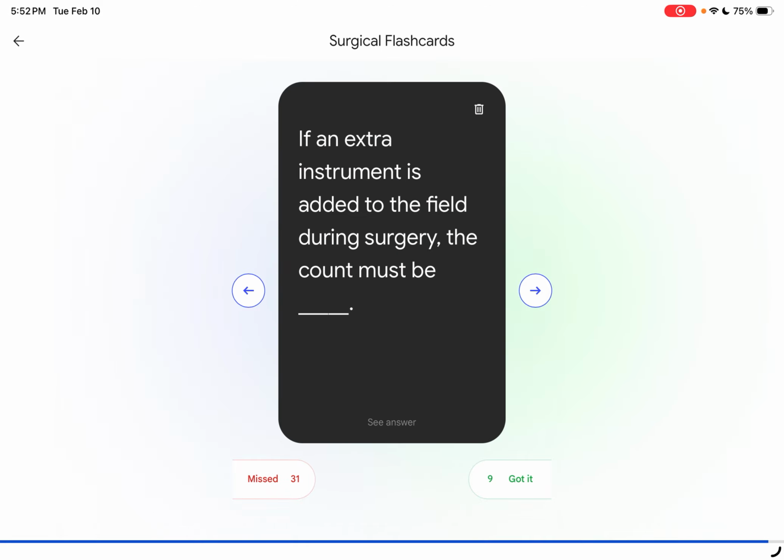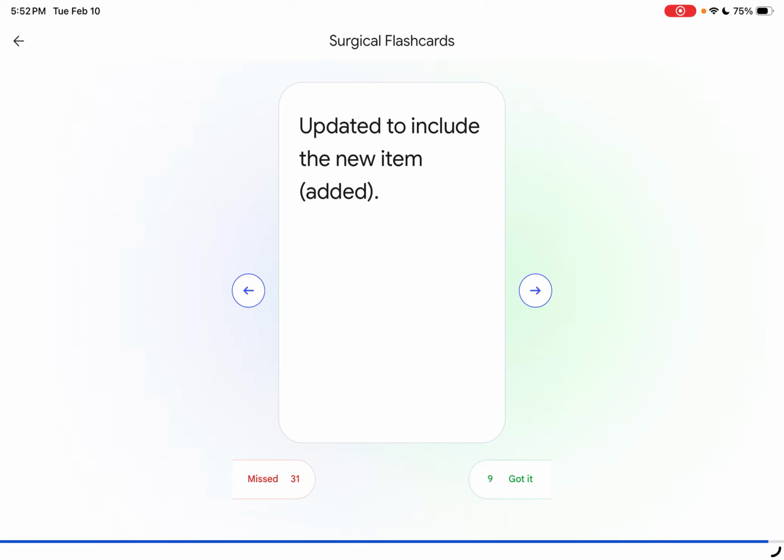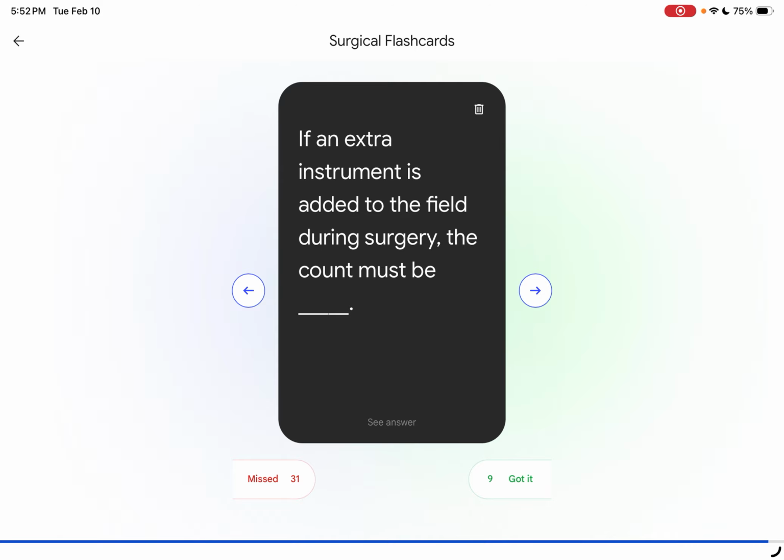If an extra instrument is added to the field during surgery, the count must be updated to include the new item. Mag-update pa jud ka. Ay, nako, grabe. So, magbalik na po tag-count, guys.